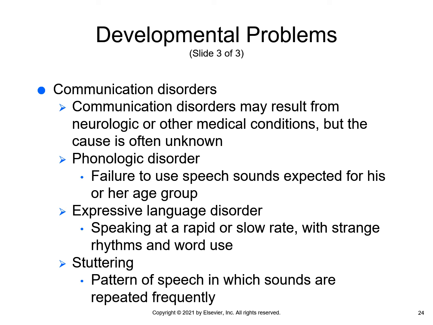The most common communication disorders are problems with expression, receiving messages, pronunciation of words, and stuttering. Communication disorders may be the result of some neurological or other medical condition. Problems with language usually begin in the child around the age of 3. The child may fail to use expected speech sounds for their age group. They may speak rapidly or slowly. They may have strange rhythms and word use, or they may have a disturbance in their pattern of speech, like stuttering.